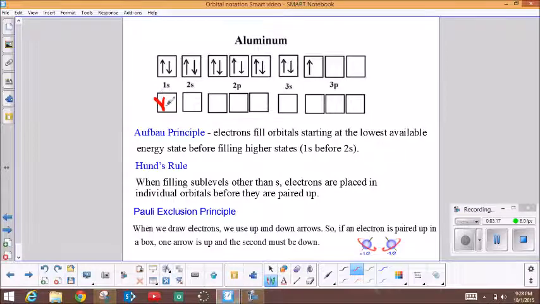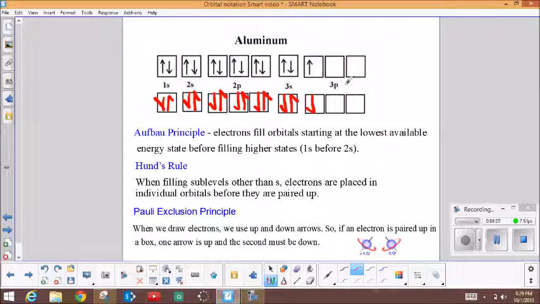One, two, three, four, five, six, seven. That is showing me Hund's rule, that each of the electrons goes into one box before being paired up. So that was 1, 2, 3, 4, 5, 6, 7, then 8, 9, 10, 11, 12, 13.